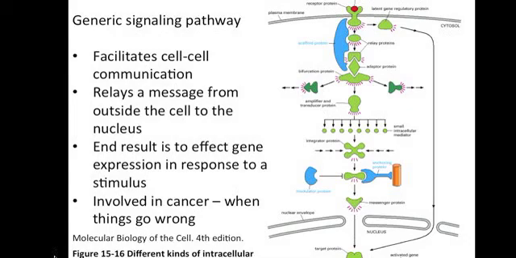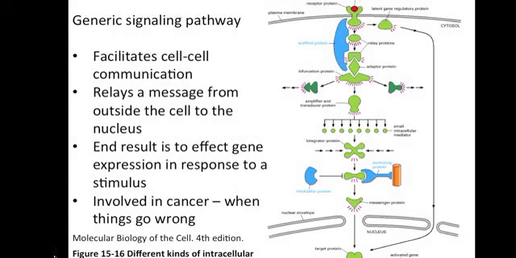Normally it's excluded from the nucleus because there's no nuclear localization signal, but when you get either phosphorylation or something that causes a change in conformation, suddenly there's exposure of a nuclear localization signal and the protein can go into the nucleus.